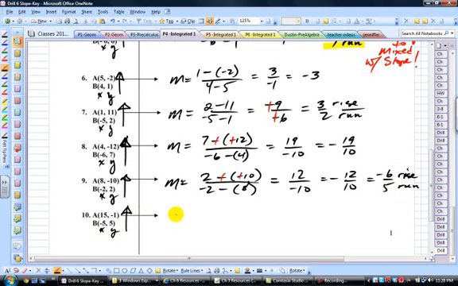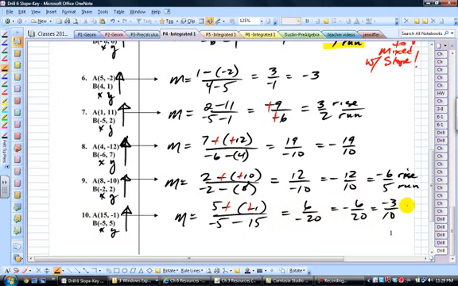All right, here we go. Let's start off with the 5 minus a negative 1 divided by negative 5 minus 15. I'm going to add the opposite here. All right, we've got 6 divided by negative 20. Negative 6 twentieths equals, divide both by 2, you get negative 3 tenths. There's your rise, and there's your run.